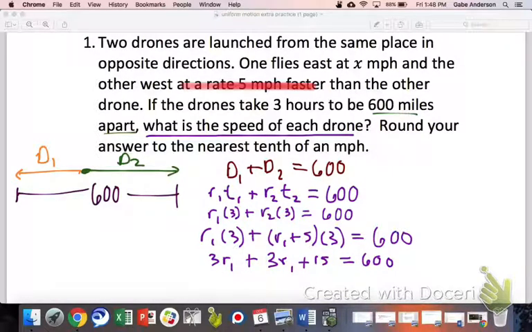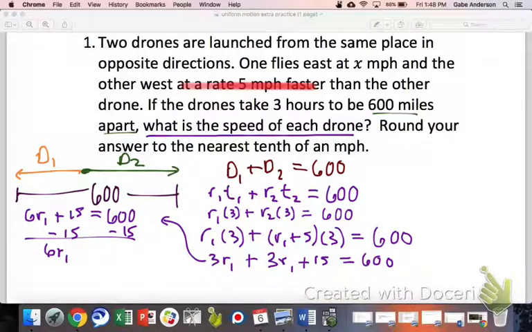Oh, yeah. Okay, so maybe coming over here, I would then get 6R1 plus 15 is equal to 600. Subtracting 15 from both sides, I get 6R1 equals 585. I've got to divide by 6. Can you guys help us out here? 585 divided by 6? 285.